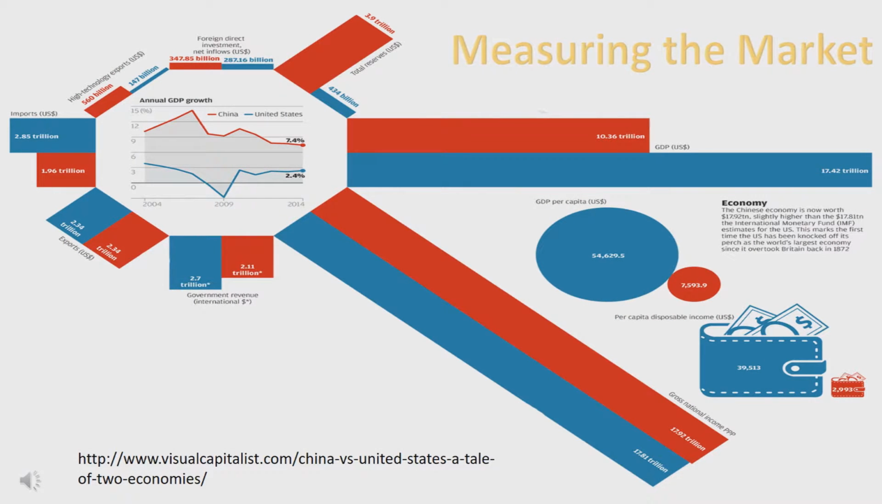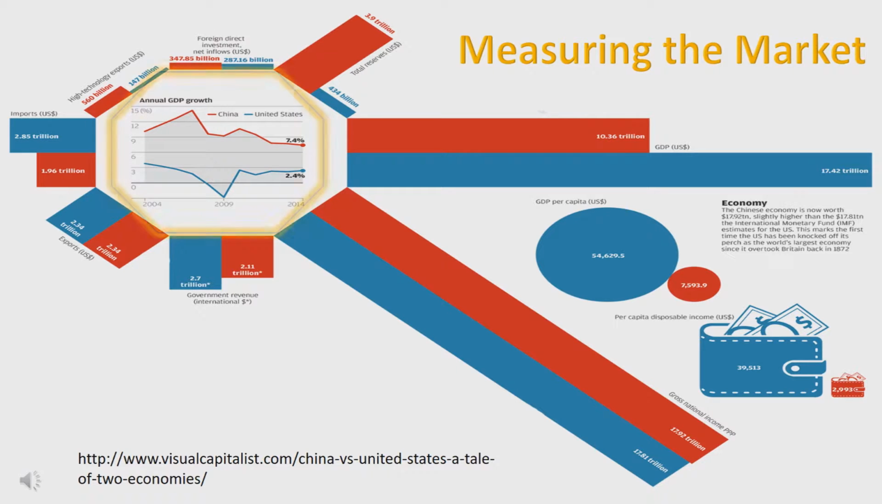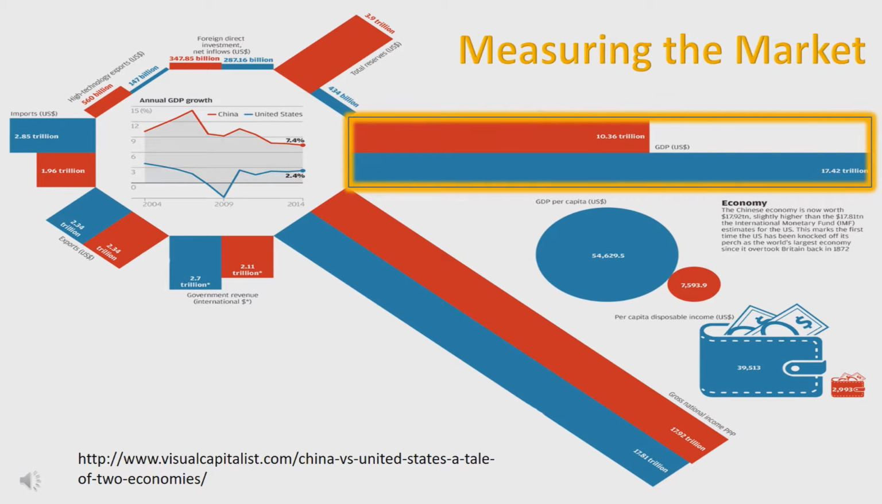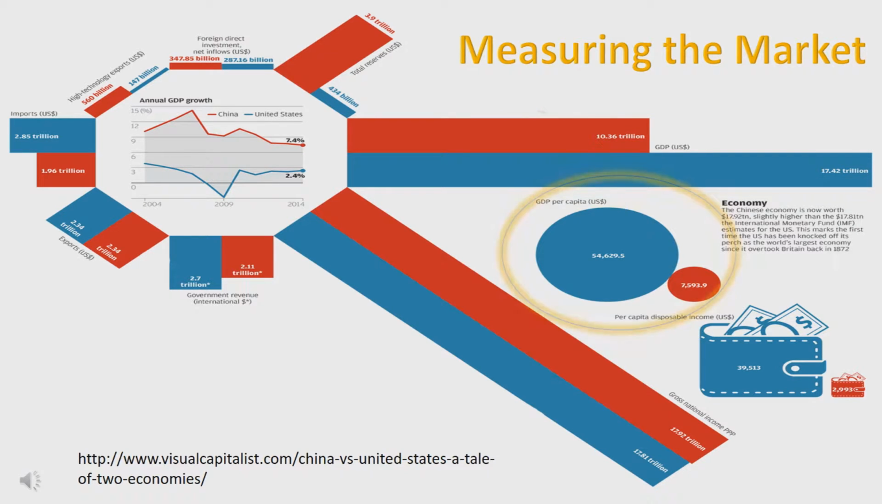As we deliberate whether or not to bring our businesses to China, let's compare key market factors. China is leading in annual GDP growth at 7.4% to the United States' 2.4%. The United States still leads in GDP, however, at $17.42 trillion to China's $10.36 trillion. The United States GDP per capita is still significantly higher than China's at about $54,000 in comparison to $7,500.